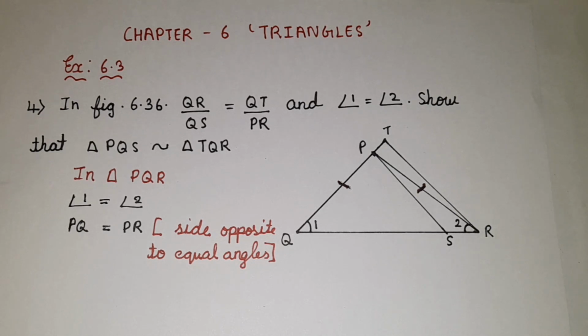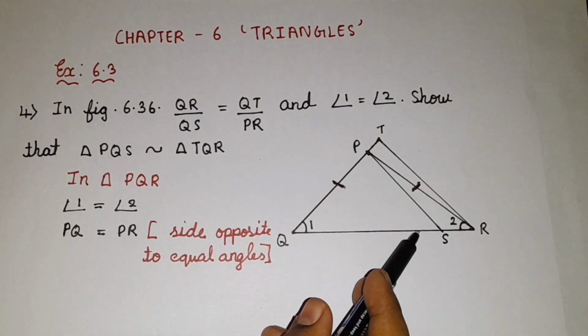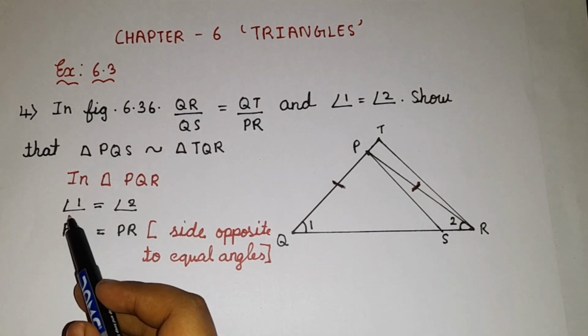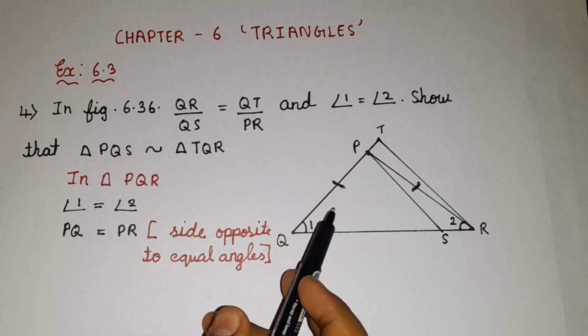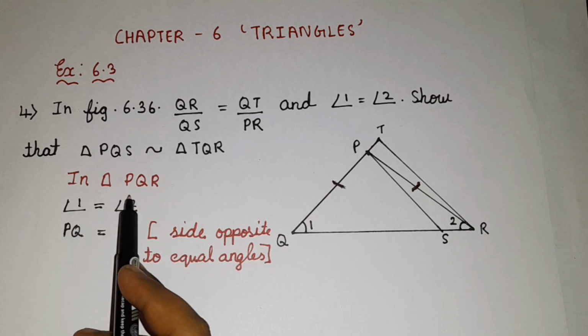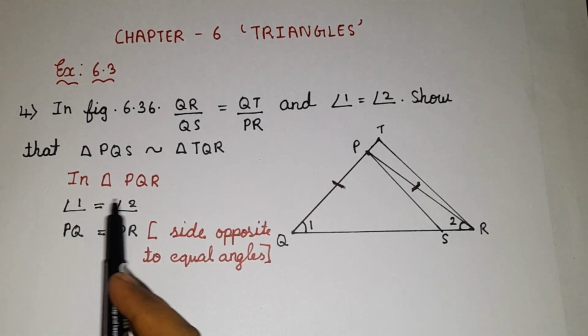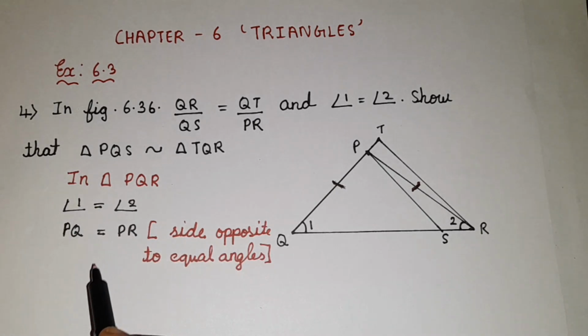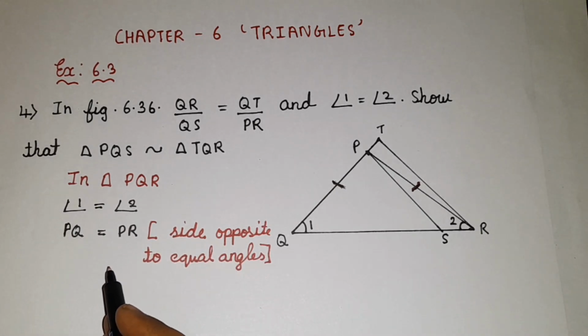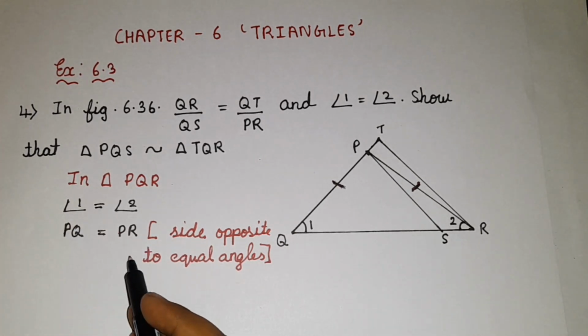I hope you understood right now. Sides opposite to equal angles are equal. Whenever we have equal angles, when you have angle 1 is equal to angle 2, then we can say even the sides are equal in the same triangle. That is triangle PQR. That's why I wrote it under this triangle PQR. Alright guys, so now we got some information, that is angle 1 is equal to angle 2 and PQ is equal to PR.